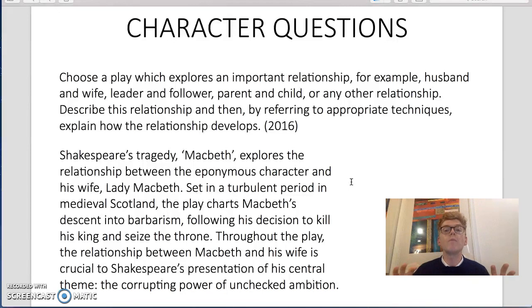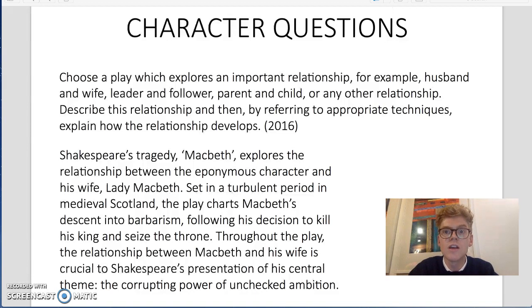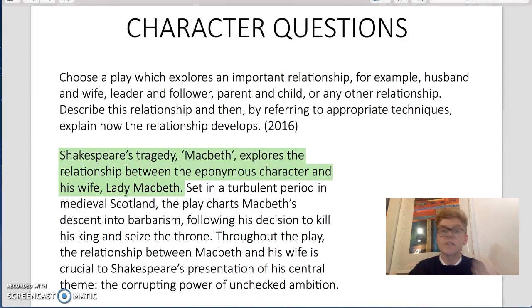But nevertheless, what we can see here is the 3-sentence introduction working effectively. So the first sentence we can have a look at. Remember, we said that it was going to state the author, the title of the text, and answer that first sentence of the question directly. So Shakespeare's tragedy, Macbeth, there's our author and our title, explores the relationship between the eponymous character and his wife, Lady Macbeth. And there, that's looking directly at this key idea of a relationship. So I should just say that the word eponymous is a great word to know if you're writing a critical essay at National 5 level. It just means that the character has the same name.